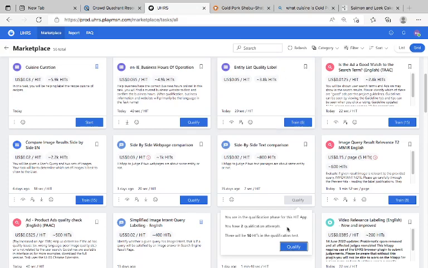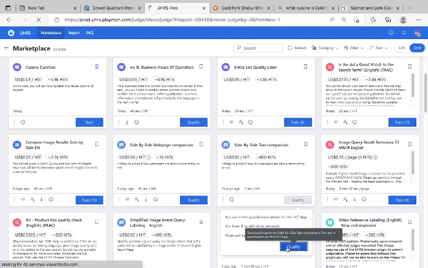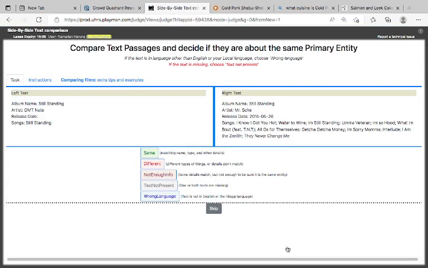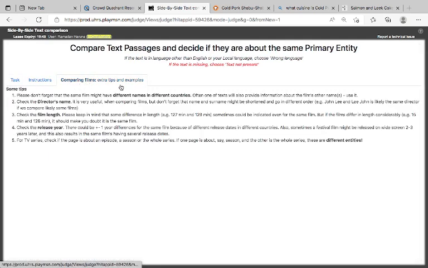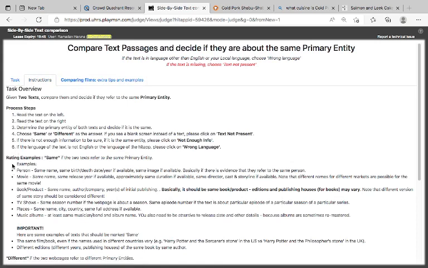Today we'll be looking at another HitApp side-by-side test comparison. It's a very simple one. They have made these comparisons very simple here. Now you just have to look at the instructions and the tips: comparing films, extra tips and examples. So what they are telling you is how to compare two things.